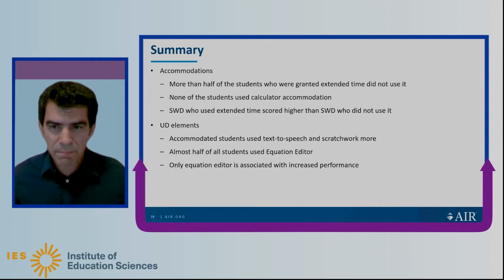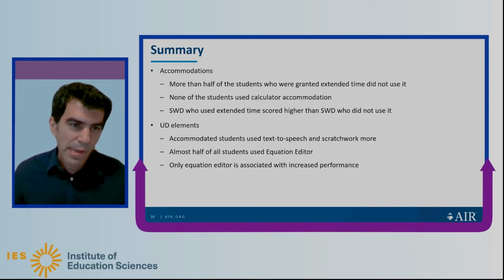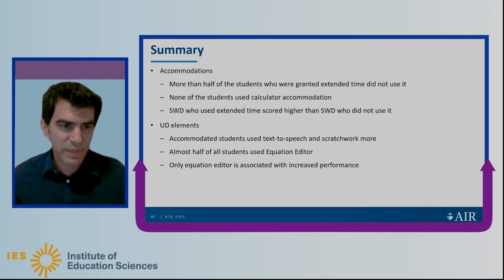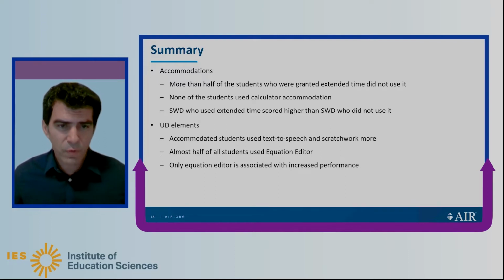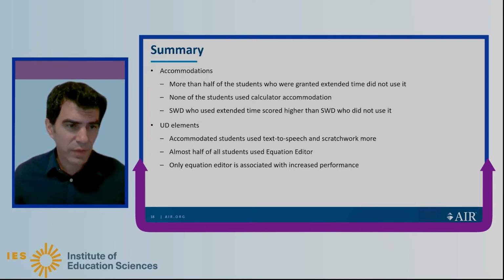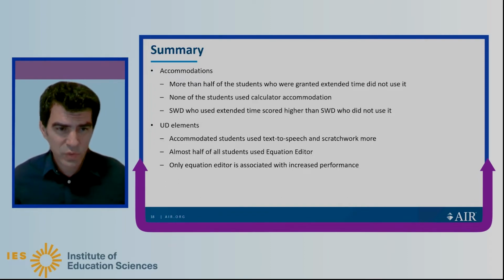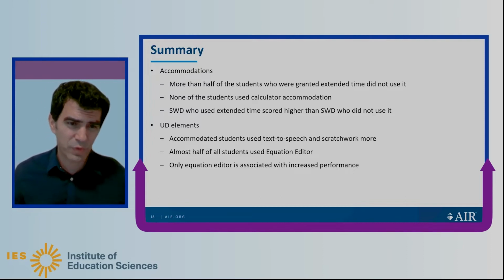And there's a less clear picture for universal design elements. In terms of use, we find that accommodated students use text-to-speech and scratch work more than the non-accommodated students. And almost half of the students, both students with and without disabilities, use Equation Editor. But when you look at the performance, what we find was that only when using Equation Editor, it seems like students have a little better performance than when they do not use it. And it was the opposite for text-to-speech, where we find that using text-to-speech was associated with some sort of lowered performance.